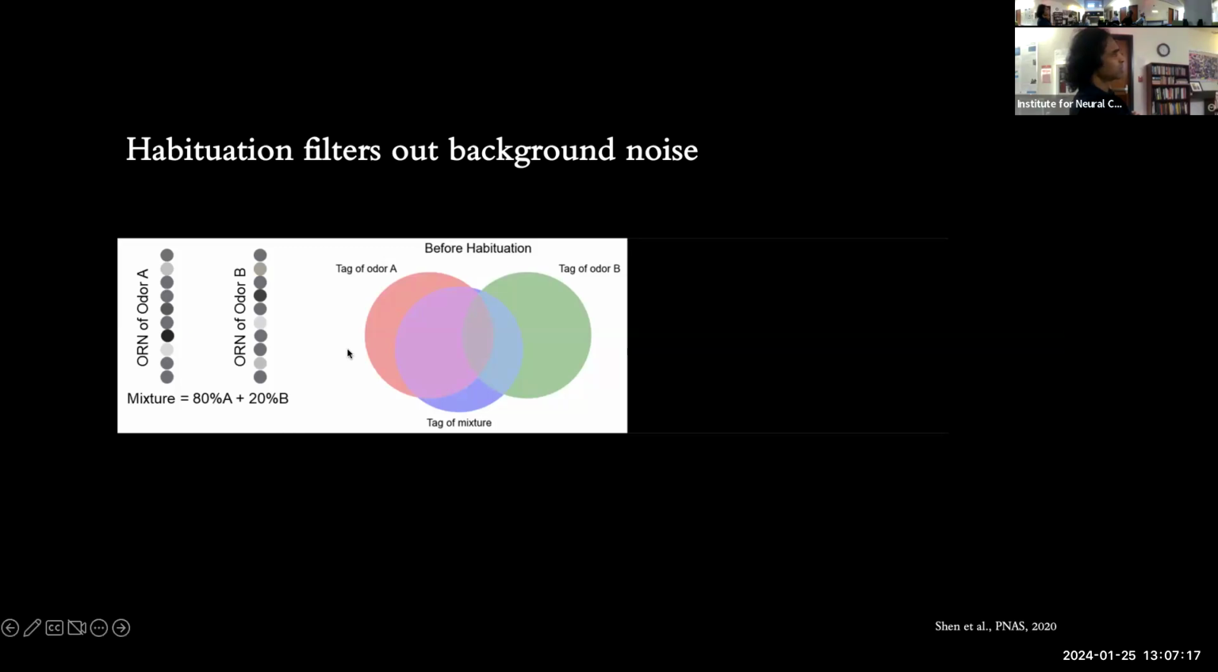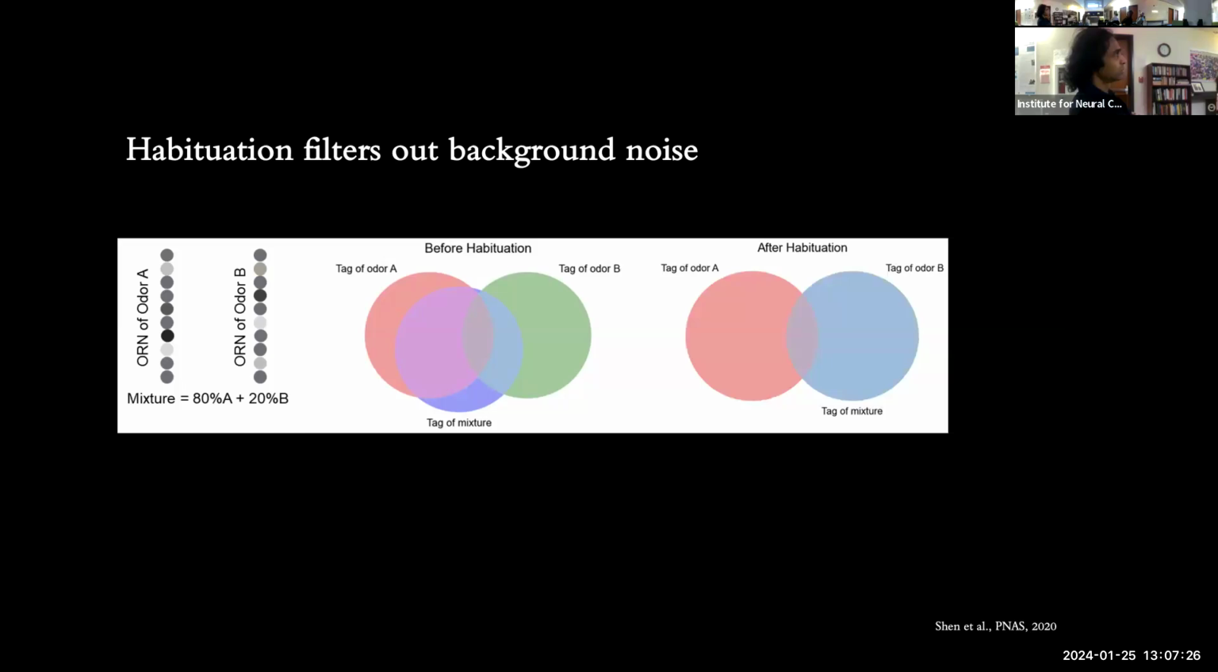Then if you habituate to odor A beforehand and form this negative image, the response to odor A will be suppressed. Now when you smell the mixture again, the tag of the mixture will completely overlap with the tag of odor B. So you can easily detect odor B from this noisy background.